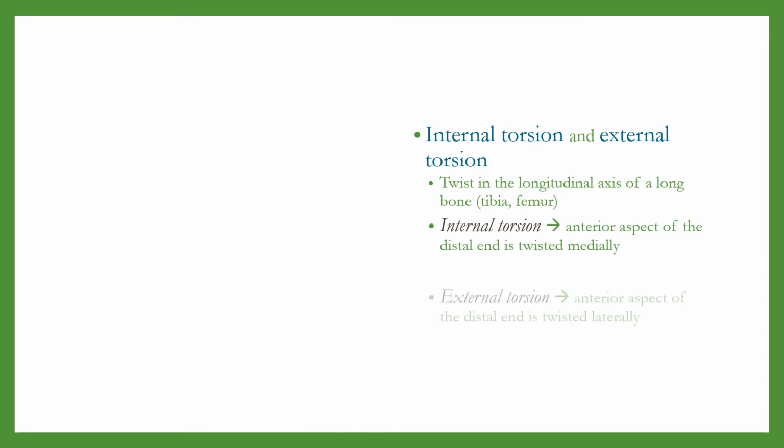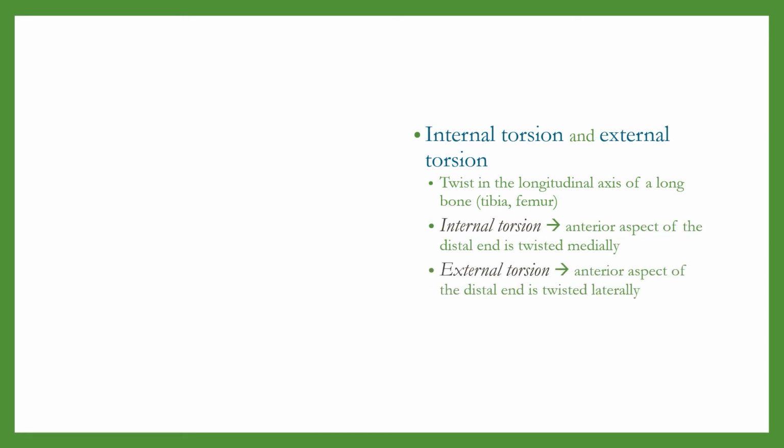Internal torsion and external torsion. Twist in the longitudinal axis of a long bone, in the tibia and femur. There are internal torsion, in which the anterior aspect of the distal end is twisted medially, and external torsion, when the anterior aspect of the distal end is twisted laterally.